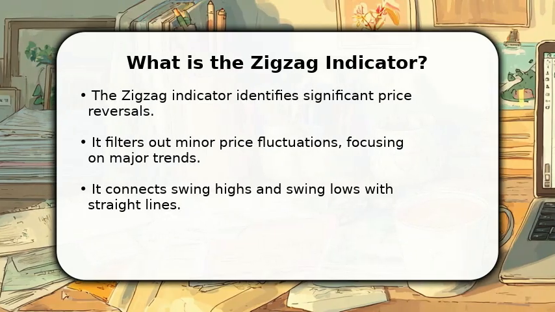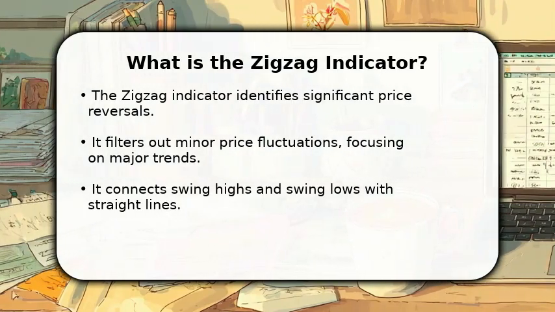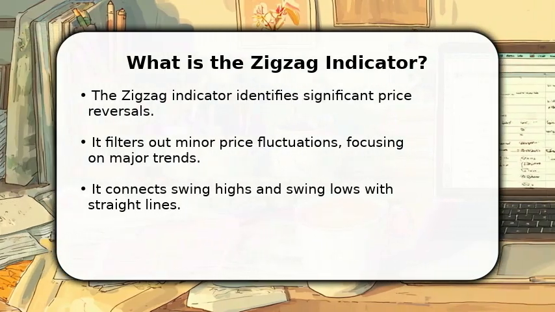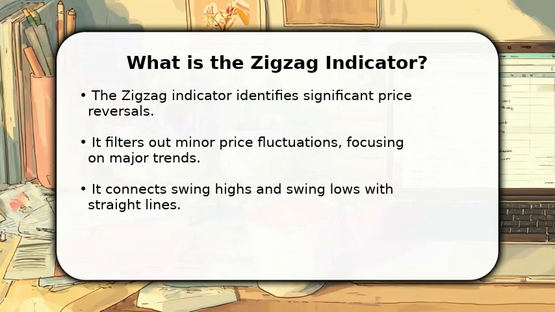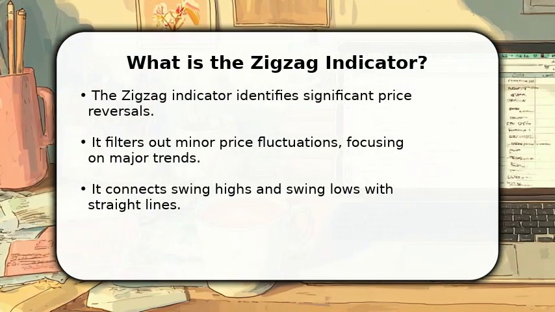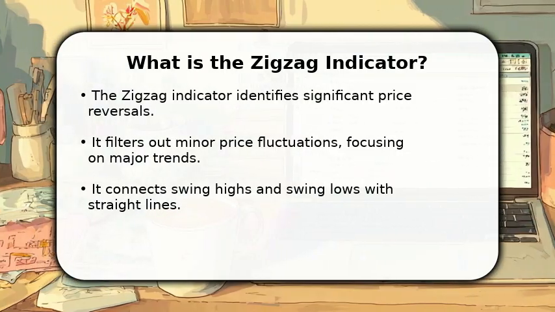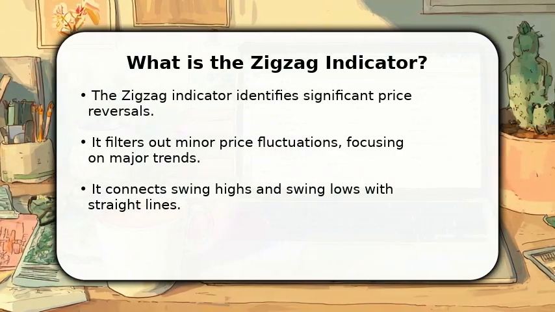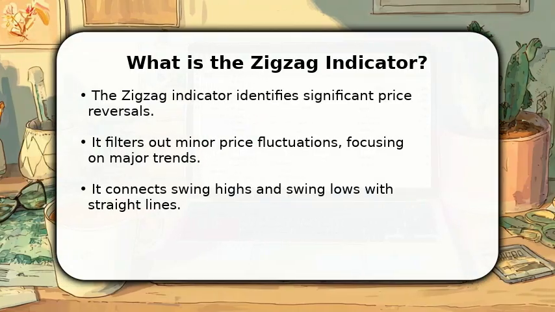In this video, I will explain how to use the ZigZag indicator. This powerful tool helps traders identify significant price reversals by filtering out minor market noise. It connects swing highs and swing lows with straight lines, making it easier to visualize the underlying trend.